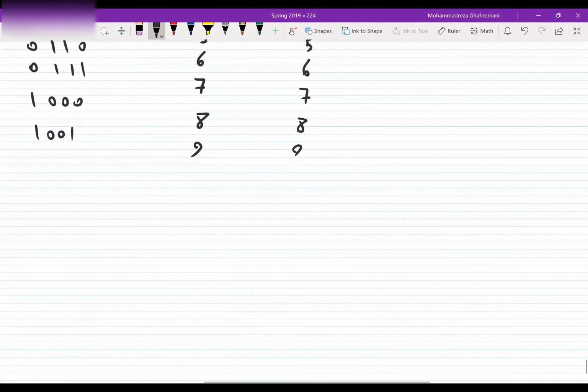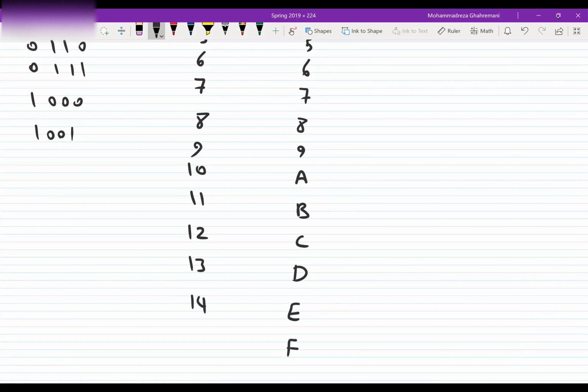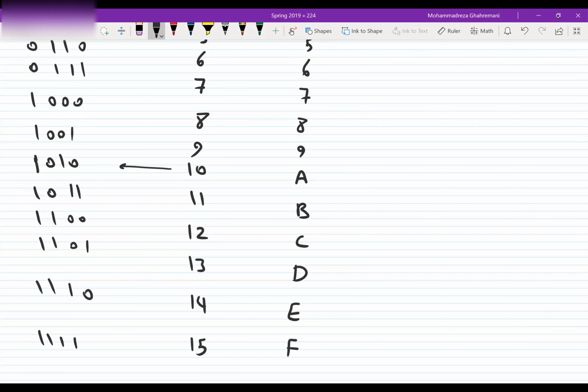So let's continue for the next 6 digits for the hexadecimal, which are A, B, C, D, E, F. A in decimal is 10, B is 11, C is 12, D is 13, E is 14, and F is 15. 10 in binary is 1010. 11 is 1011. 12 is 1100. 13 is 1101. 14 is 1110. And finally, 15 is 1111.